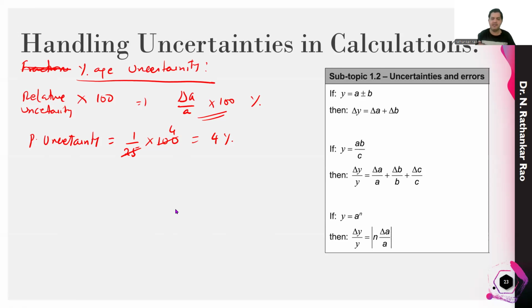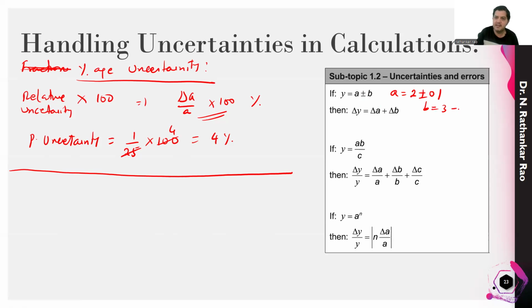Now there are some equations that you need to know. The first equation is given here. Y equal to a plus or minus b, delta y equal to delta a plus delta b, which you already know. We have seen this. For example, if I take a is equal to 2 plus or minus 0.1, b is equal to 3 plus or minus 0.5, then delta a plus delta b: you take the 0.1, delta b 0.5, you add them, and you get the total uncertainty.